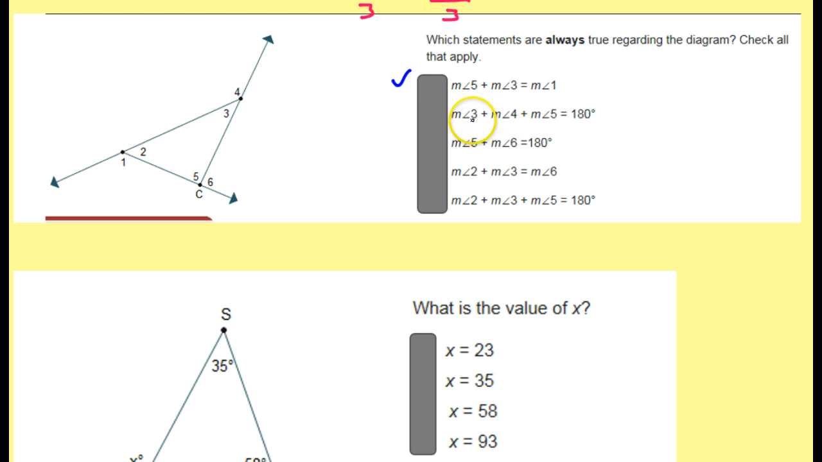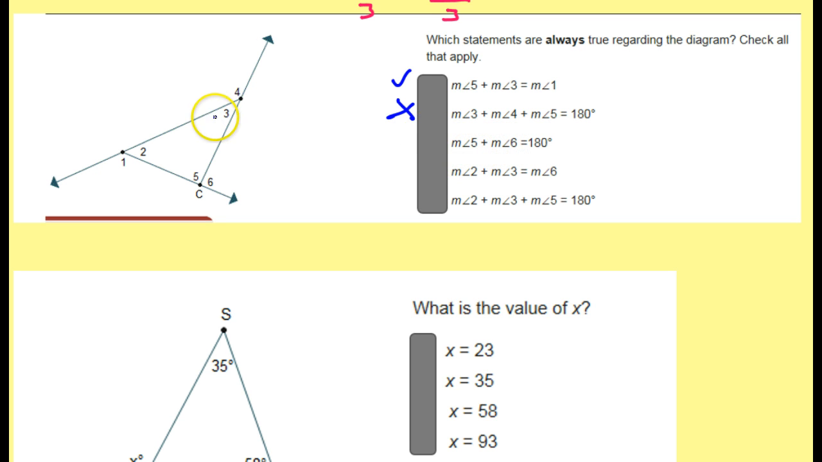Okay, angle 3, angle 4, angle 5 add up to 180. Angle 3 plus angle 4. Alright, so I can just stop you there. Angle 3 and angle 4 already make 180 degrees. They together make a straight line, so that's 180 degrees right there. You add in another angle 5, that's going to be definitely bigger than 180 degrees. So that's false immediately, so it's definitely not always true.